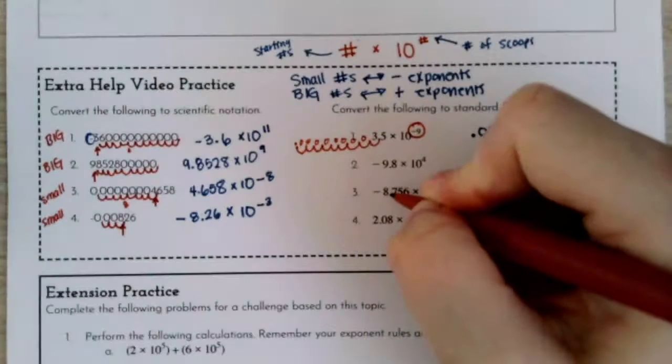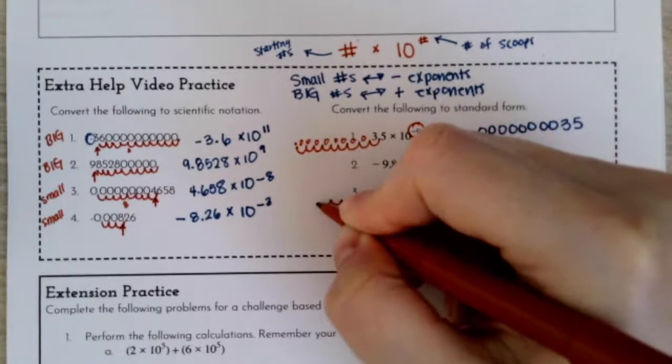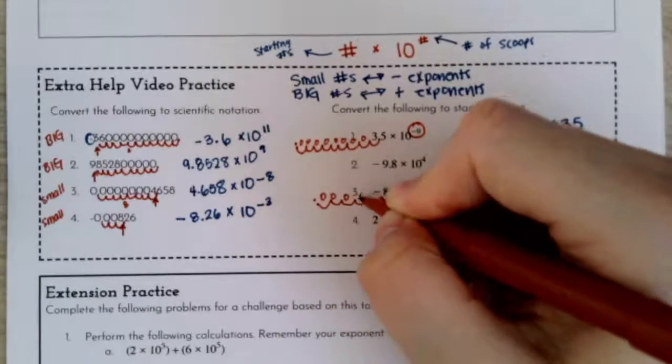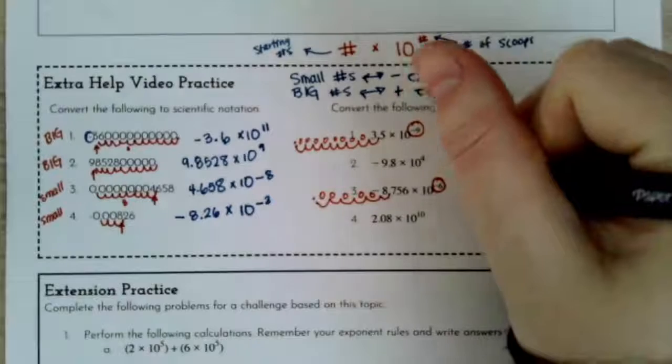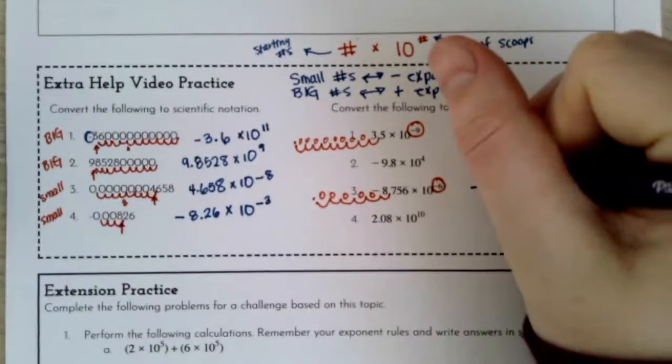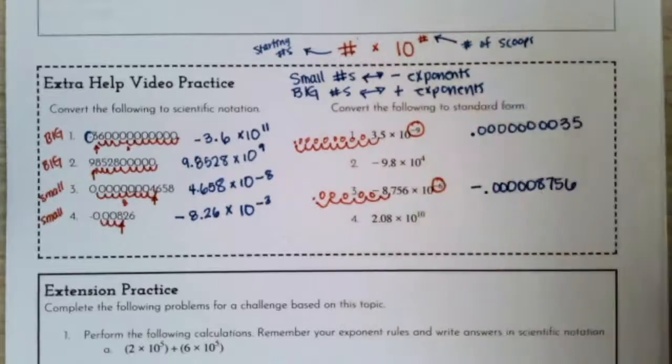The other decimal works the same way. We have 6 scoops. And this one just has a negative out front, so I need to have a negative 0.000008756.